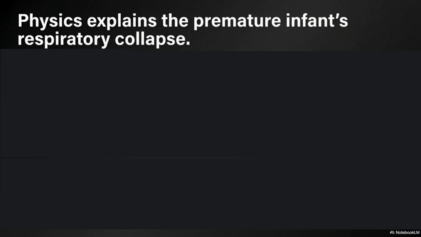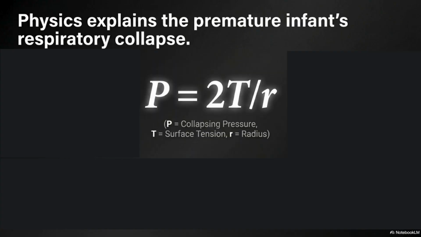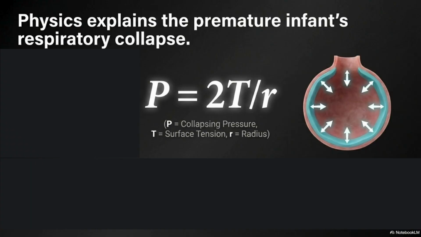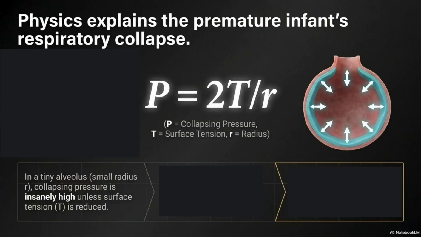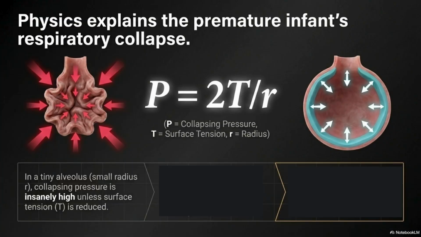Let's return to our premature infant from the case vignette. Physics explains the premature infant's respiratory collapse perfectly. Look at Laplace's law on the screen. P equals 2T divided by R. P is the collapsing pressure, T is surface tension, and R is the radius. In a tiny alveolus with a small radius, the collapsing pressure becomes intensely high unless the surface tension is reduced.